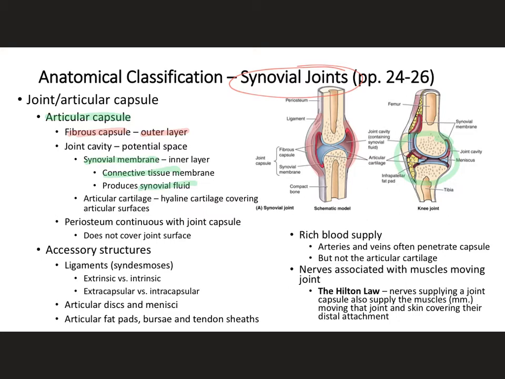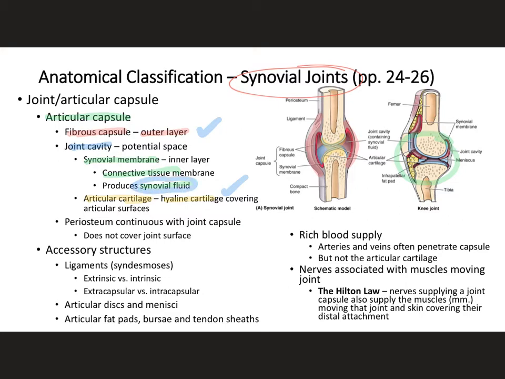Now, also within this joint cavity, we have an articular cartilage, which is here. And articular cartilage is hyaline. So we can already tell that a synovial joint is a combination of a fibrous portion and a cartilaginous portion. It has a cavity in it, and it's a complex joint with a fluid filling the inside.